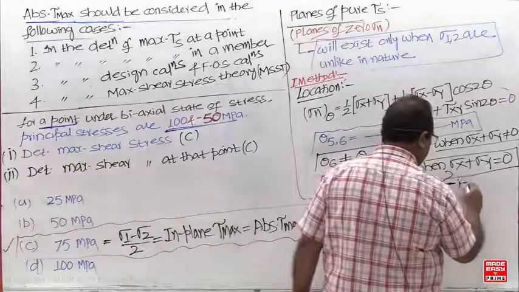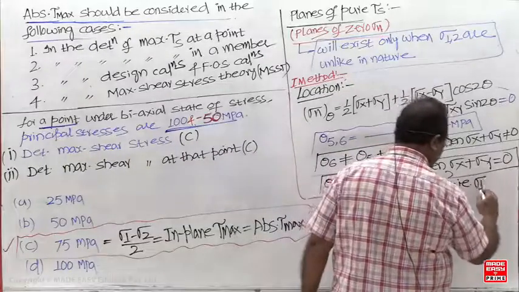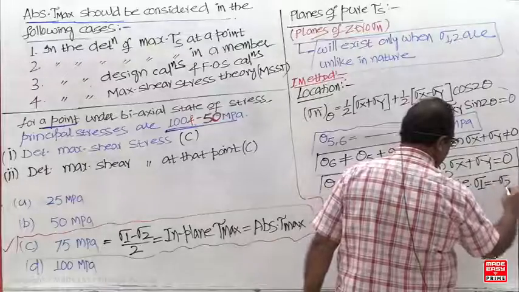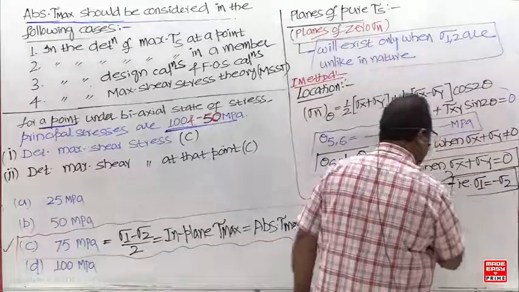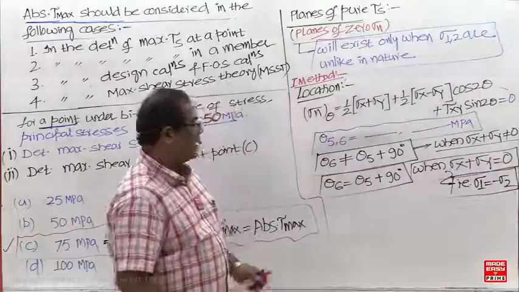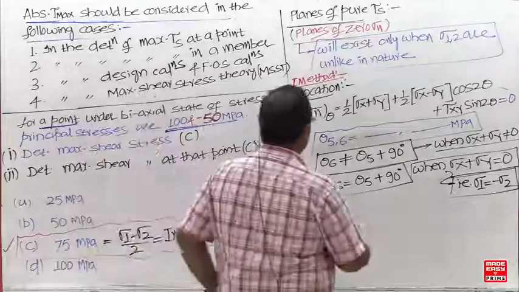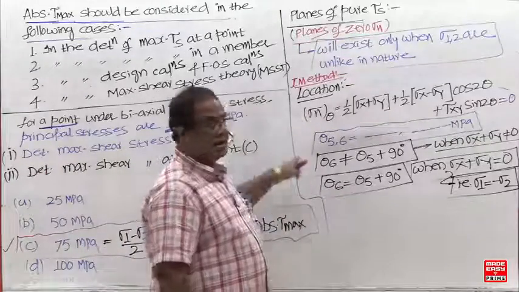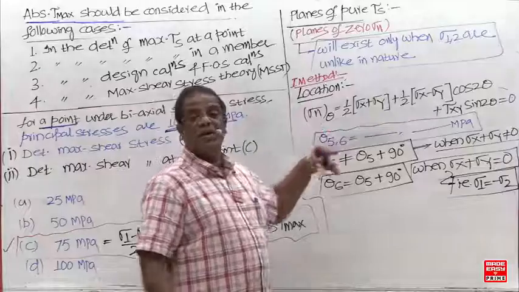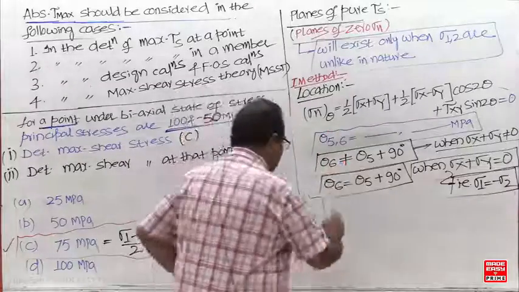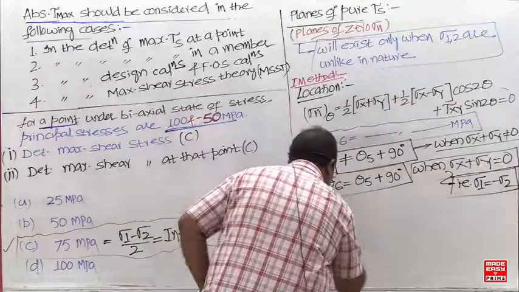That is, when sigma 1 is equal to minus of sigma 2. Now you got the plane location. Then on this plane you are going to get a normal or shear stress? Only shear stress. Now tau s star.